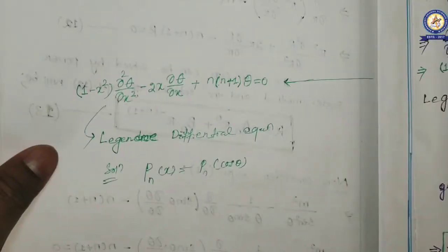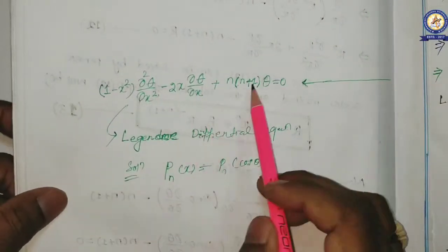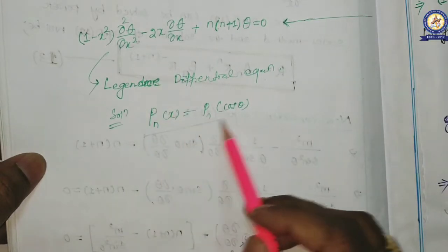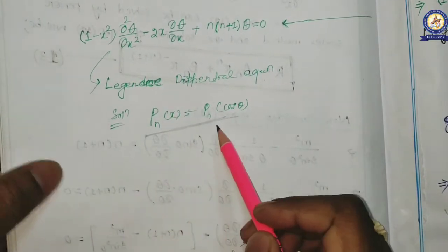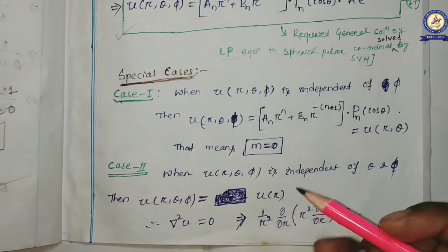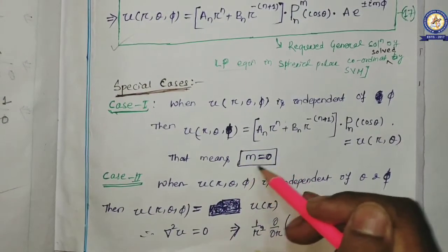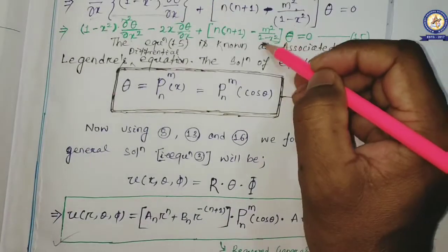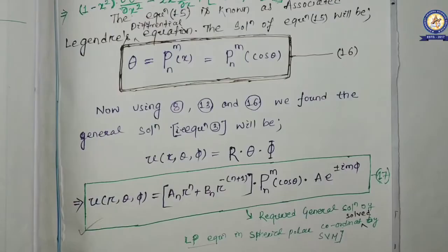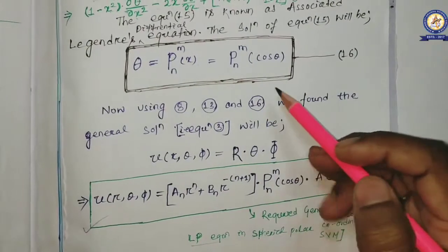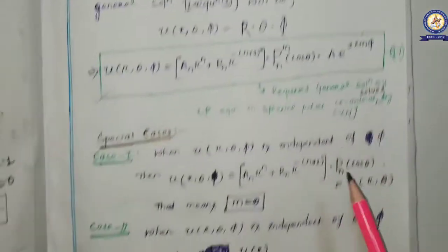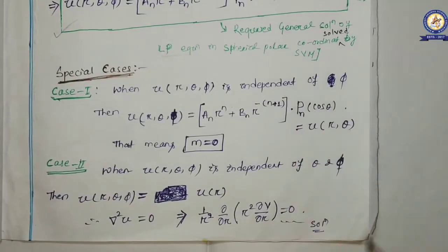And this is nothing but your Legendre differential equation, and the solution of this Legendre differential equation will be Pn(x) or Pn(cos theta), as I told you. Or you can put m equal to 0 over here directly, then this will be transformed to the solution as Pn(cos theta), right?